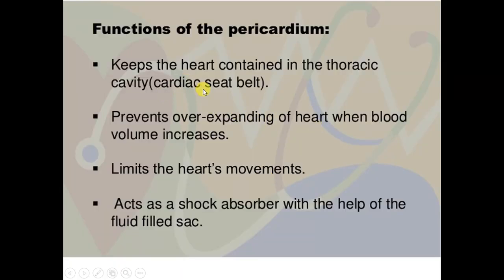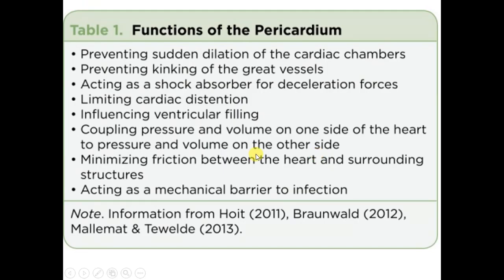Now we come to the functions. It keeps the heart in the thoracic cavity. It prevents overexpansion of the heart when blood volume increases, limits the heart movement, and acts as a shock absorber with the help of the fluid-filled sac. Sudden dilatation of the cardiac chamber is prevented by the pericardium. Kinking of the great vessels is also prevented by the pericardium because the fibrous layer of the pericardium is attached along the root of the great vessels.